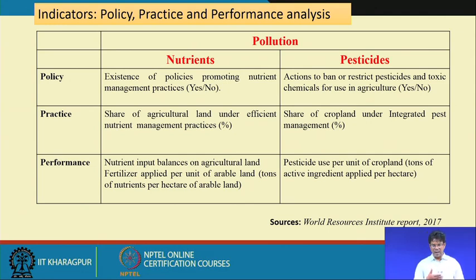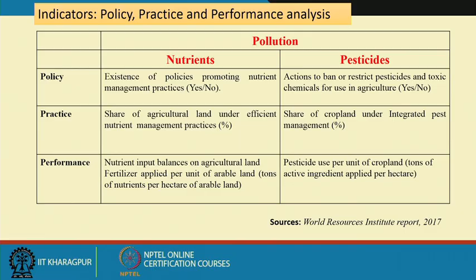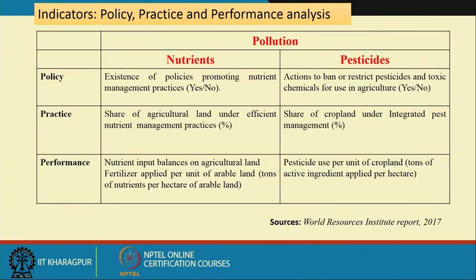Then the loss, the output: crop removals, the loss may be to groundwater contamination, or loss to the atmosphere, the emissions of greenhouse gases, or the amount remaining in the soil. So, the nutrient input balance and the fertilizer applied per unit of arable land, that is the type of performance evaluation for nutrients.